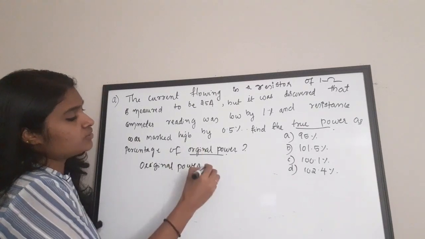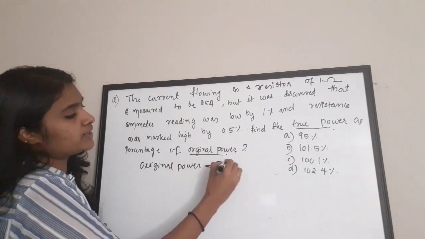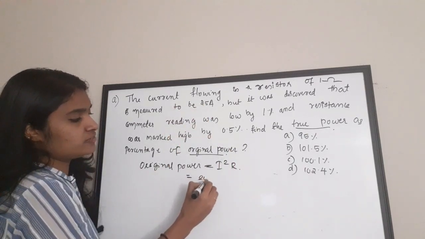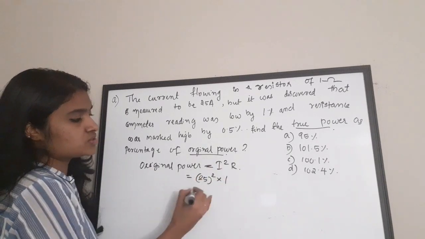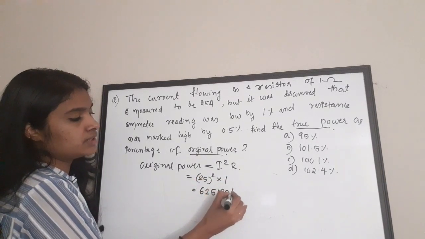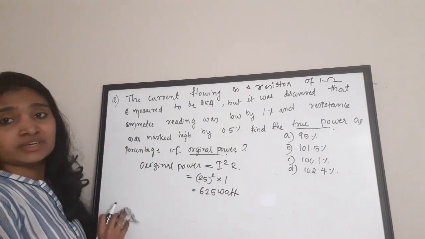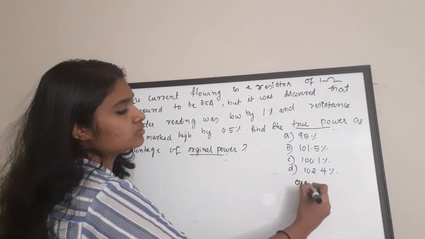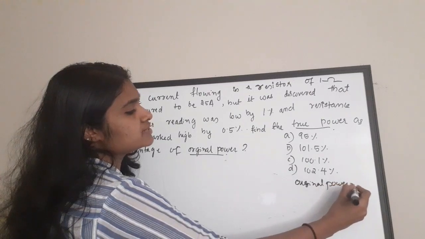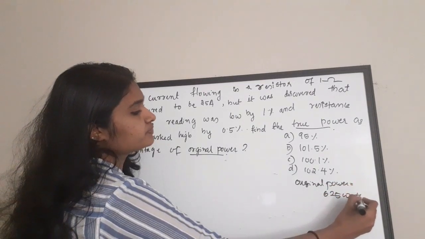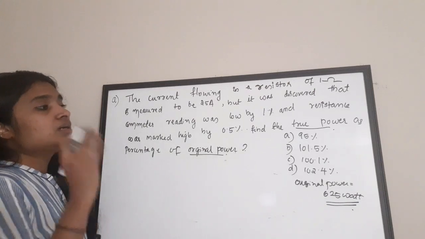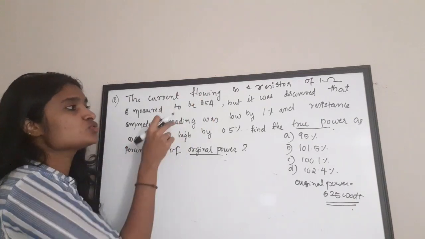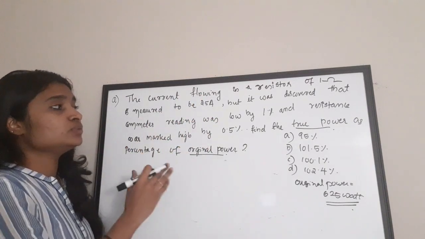So what will be the original power? Original power will be equal to I squared into R, because it is directly given in the question. So 25 squared into R, which is 1, will be 625 watt. So the original power is 625 watt. Now we need to find the true power. For that we need to find the true value of current and the true value of resistance.